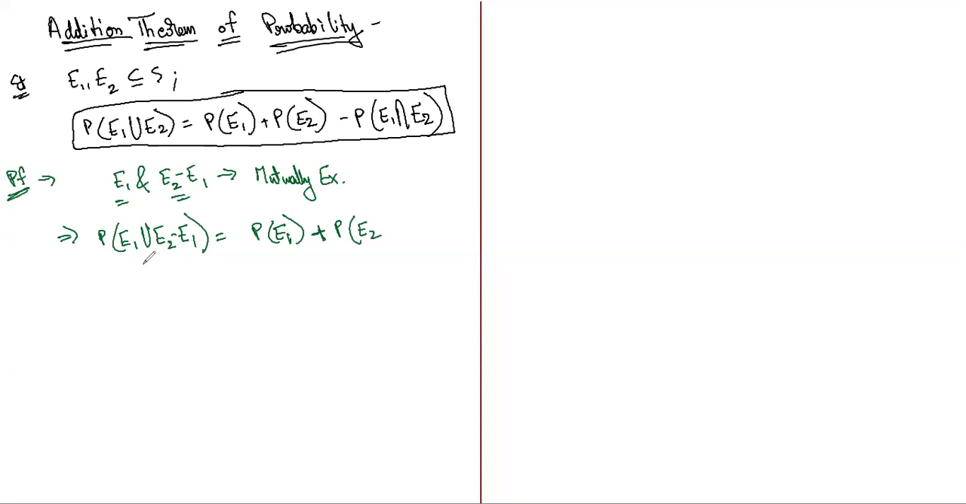Can someone tell me how we can simplify this? P of E2. You just proved it. So from here we can tell P of E2 minus P of E1. Same thing, you have to write it up. Leave it. Okay?